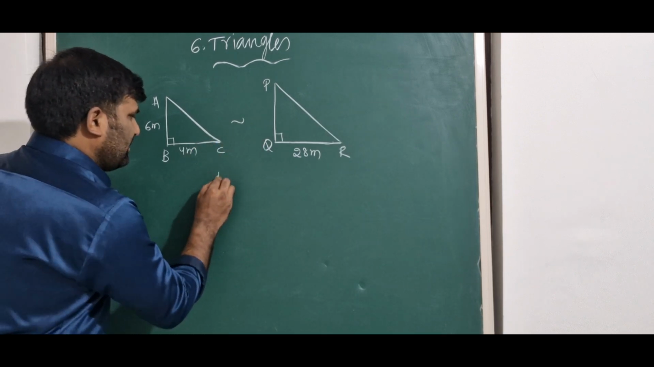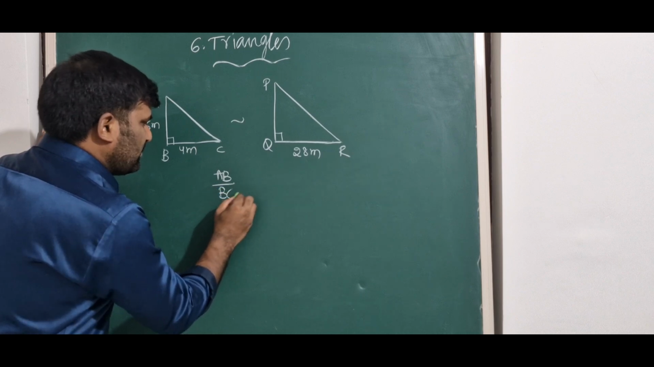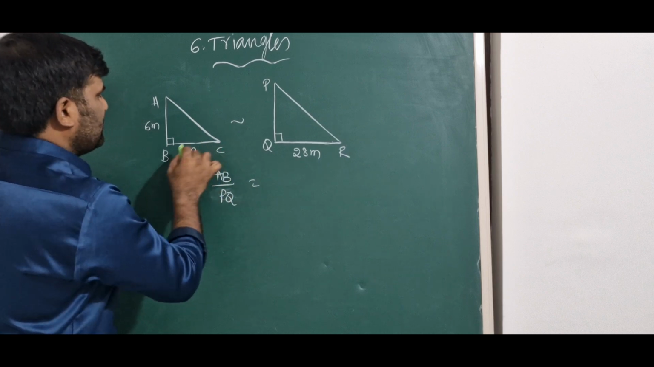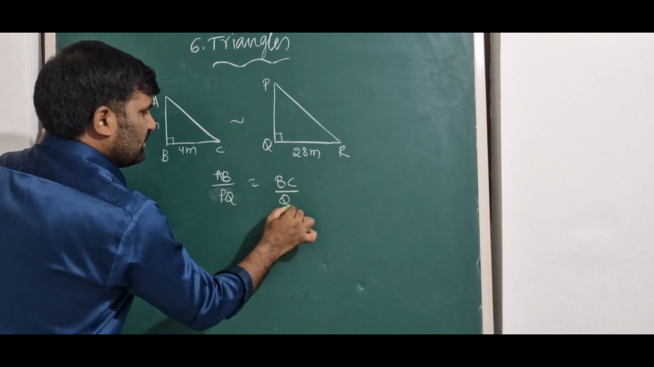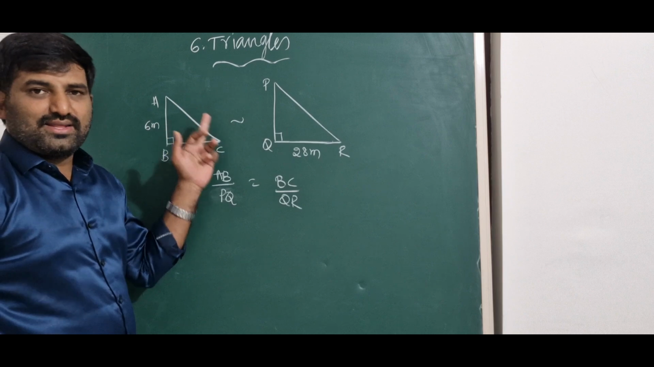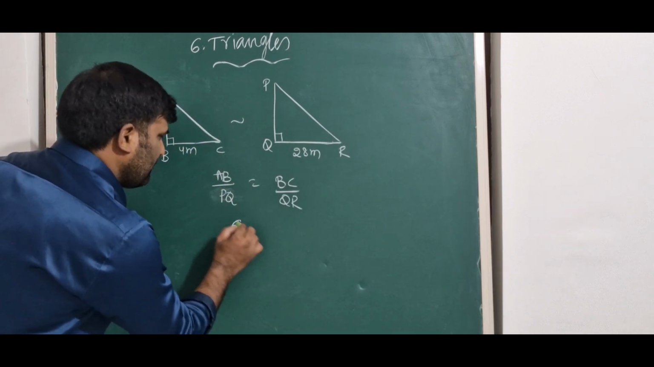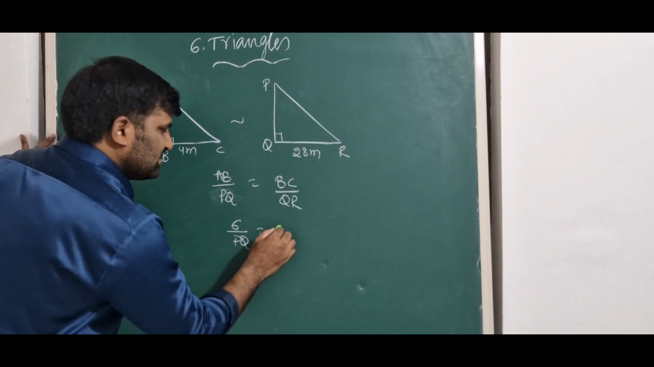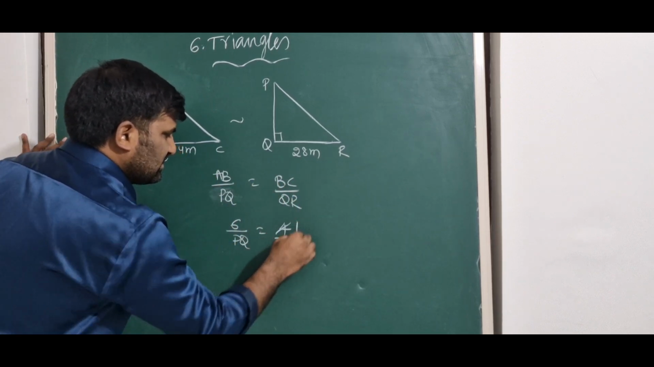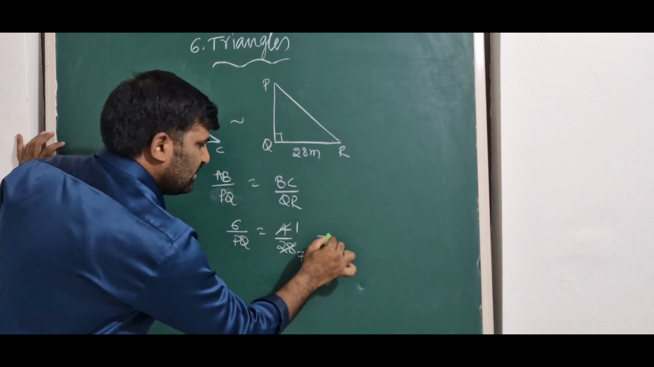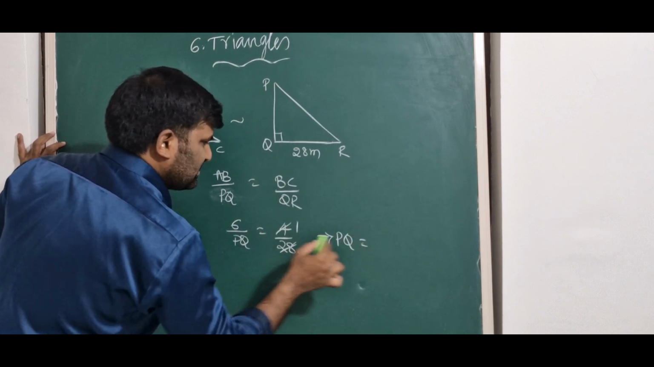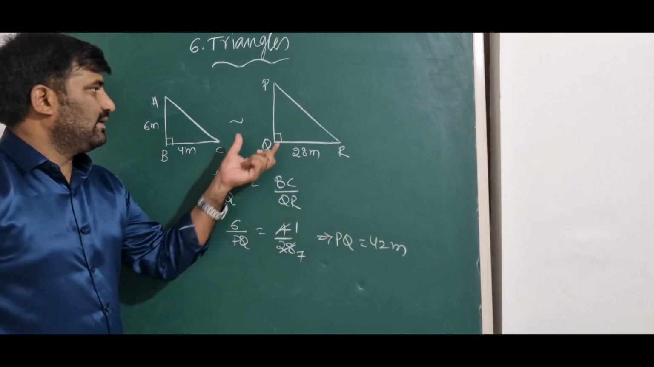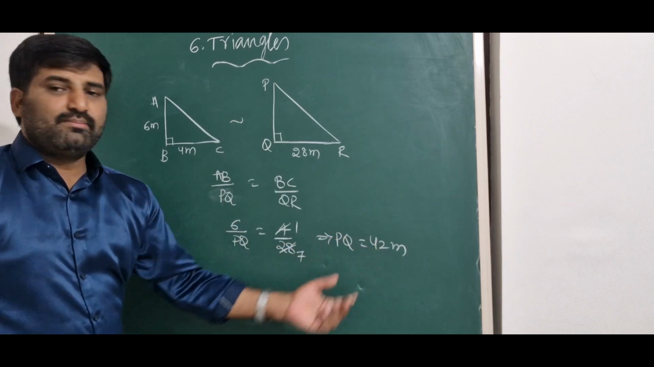If these 2 triangles are similar, AB by PQ is equal to BC by QR. So corresponding sides of both triangles are in the same ratio. Now take the values: 6 by PQ, PQ being the required one, is equal to 4 by 28. Now 4 sevens are 28. Cross multiply, and you will get PQ is equal to 6 times 7, which is 42 meters. Since it is in meters, write the units: the total height of the tower is in meters only.